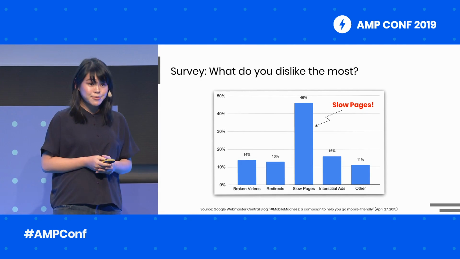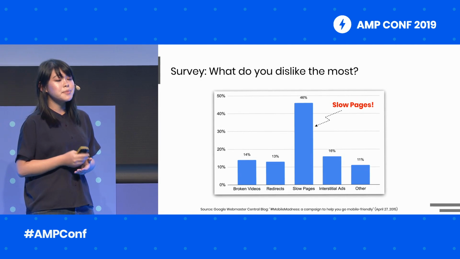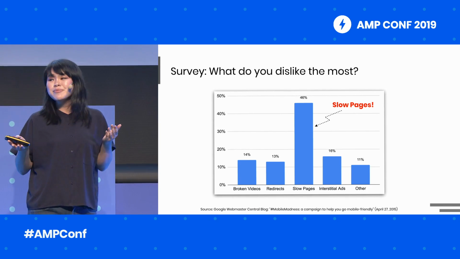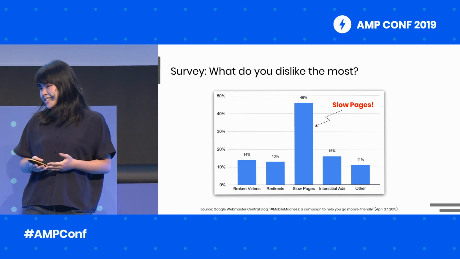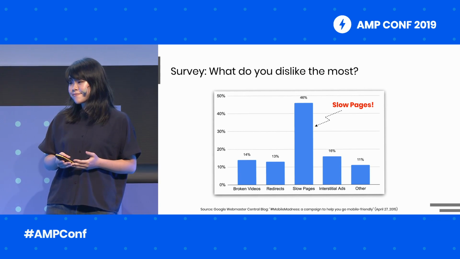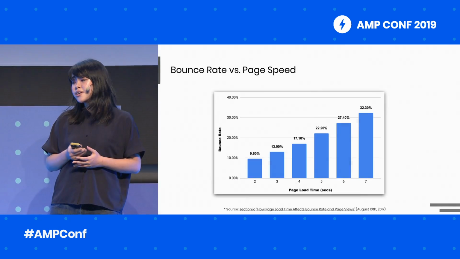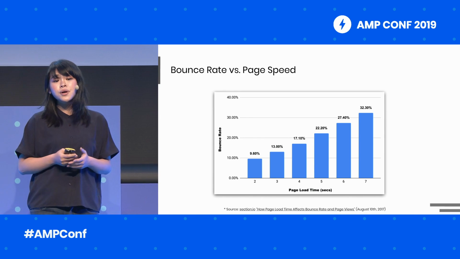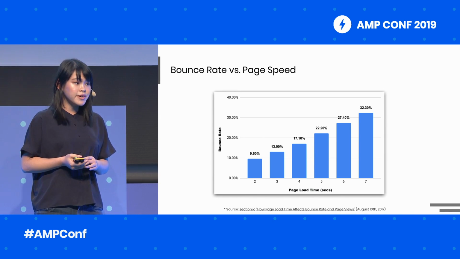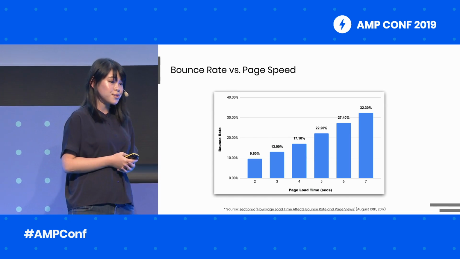So we asked users about the one thing that they dislike the most when browsing your website. Coming from the ad business, I always thought that it would be ads. But the majority of users voted for slow websites. In fact, we are not alone, and there are a lot of studies that suggest a correlation between speed and bounce rate. The longer you make your user wait, the higher the bounce rate will be.